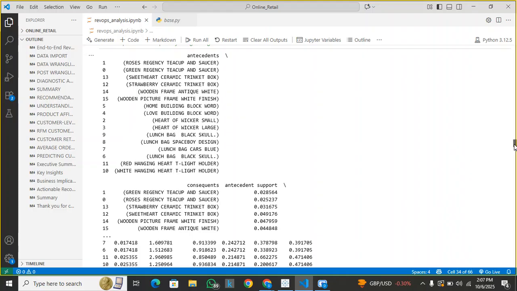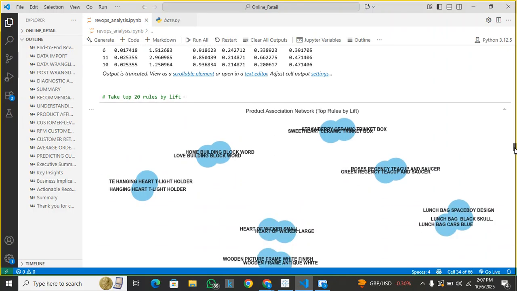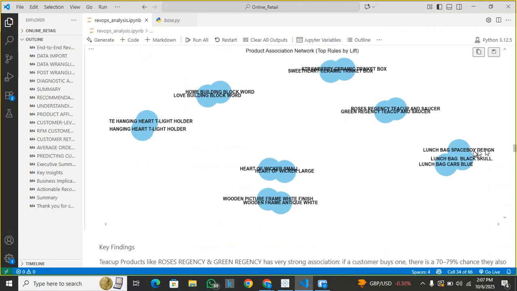So what does this tell us? This informs us on what to do with product placements, marketing, and so on. This is a visualization to show which products go with each other. Some work three-way, some work two-way. Like if customers buy lunch bag space boy design, they're most likely to buy these other two. If they buy this, they're most likely to buy this, and so on.